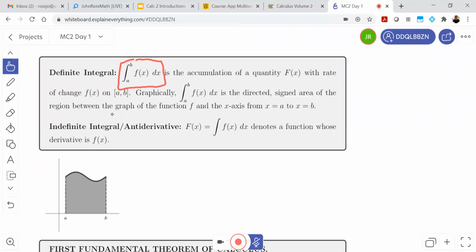Okay, so this is our definite integral. It's using this notation, and it's measuring the accumulation of area under the function little f of x over the interval a to b. So specifically, if this was our function f of x right here, then this object up here is measuring the total amount of area that we see right here. So that's our definite integral.